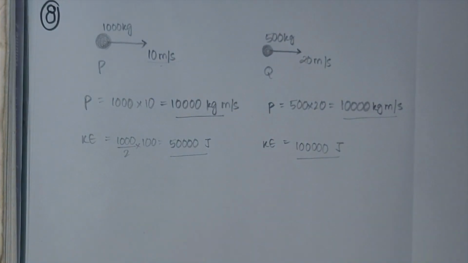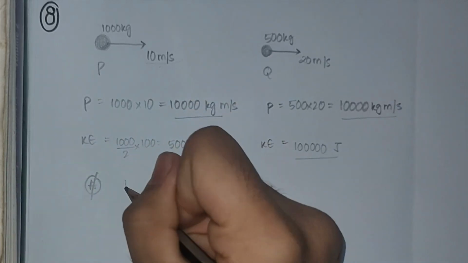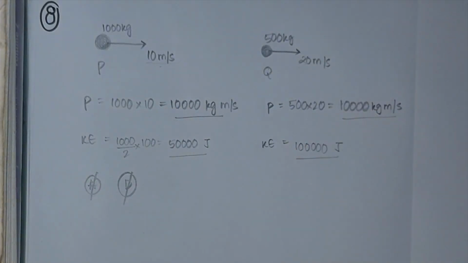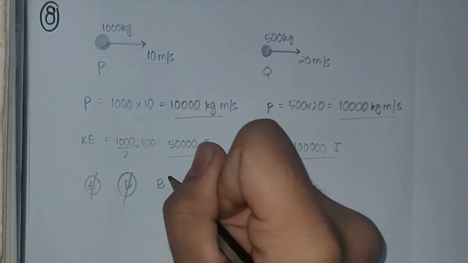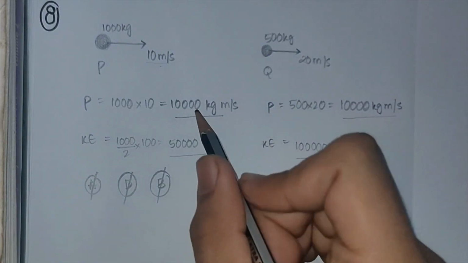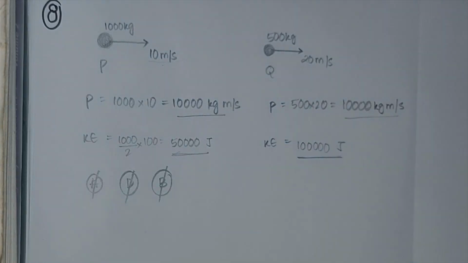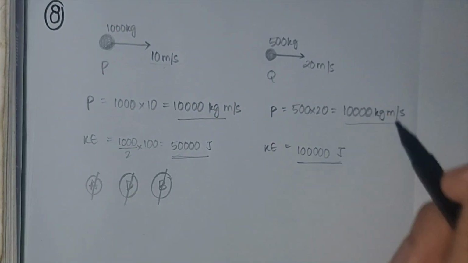So let's check through the options. Options A and D are instantly eliminated because we are only looking for the options that show the same momentum for both cars. So A is wrong and D is wrong. What about option B? Option B says the kinetic energy is also equal, which is wrong. Option C says the kinetic energy of car P over here, 50,000, is less than 100,000, which is absolutely correct. So we have found our correct option. It is option C.